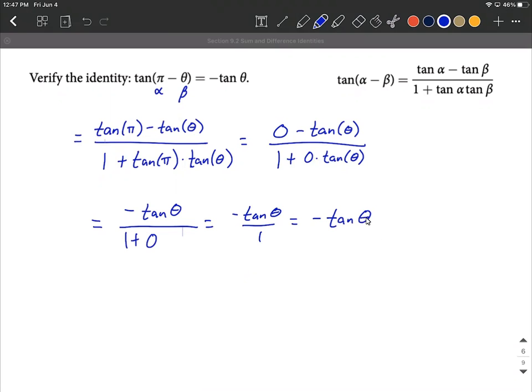So we can be really sure that this identity actually is an identity. We verified that it's true by using our difference formula for tangent.